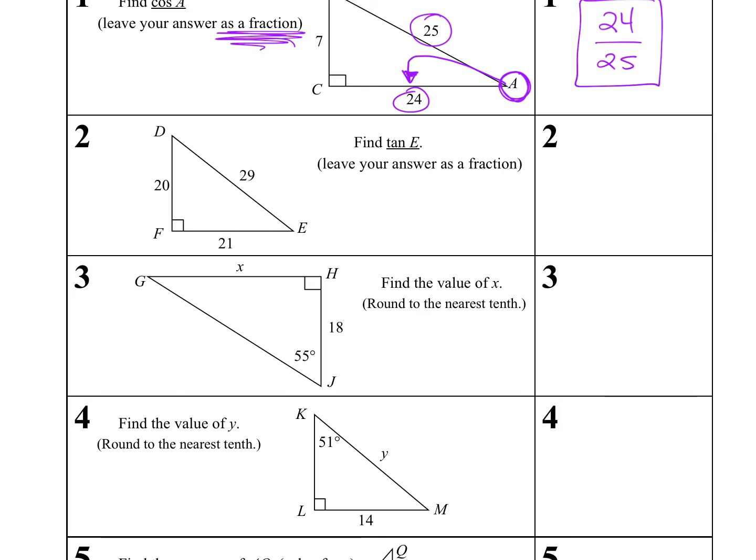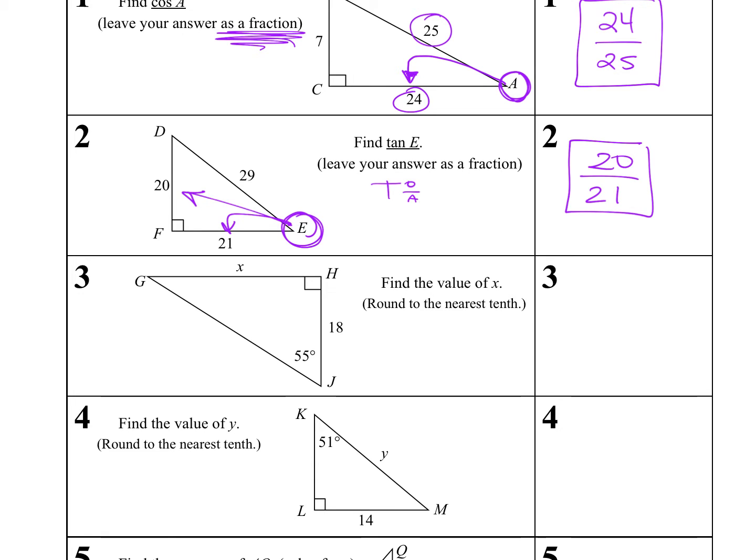Okay, so tan E, that means you're starting at E and doing what over what? Opposite over adjacent. O over A, right? Opposite being 20, adjacent being 21. So 20 over 21. Always start from the angle. Okay? 20 over 21.